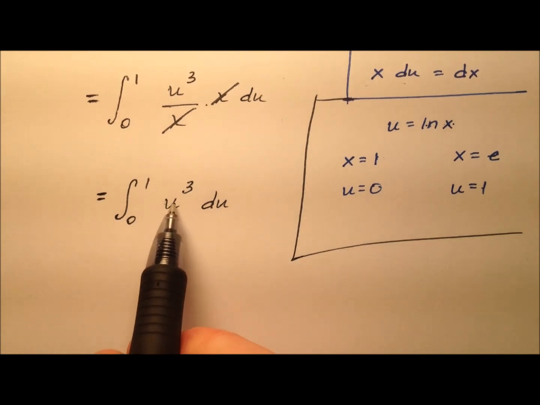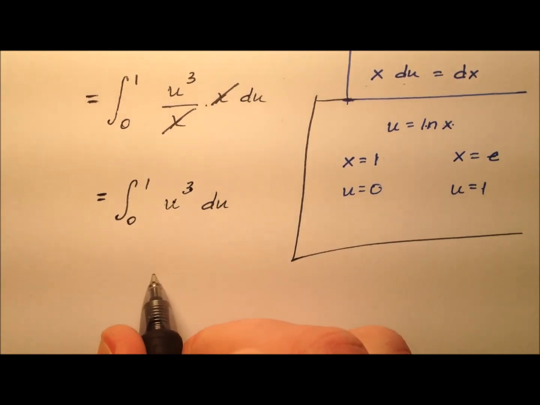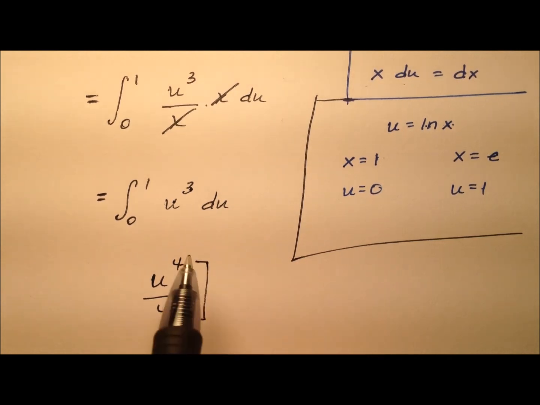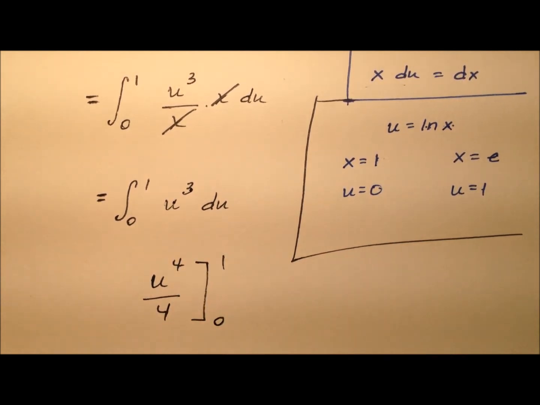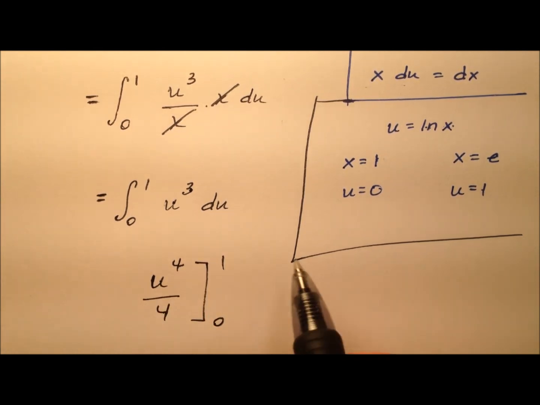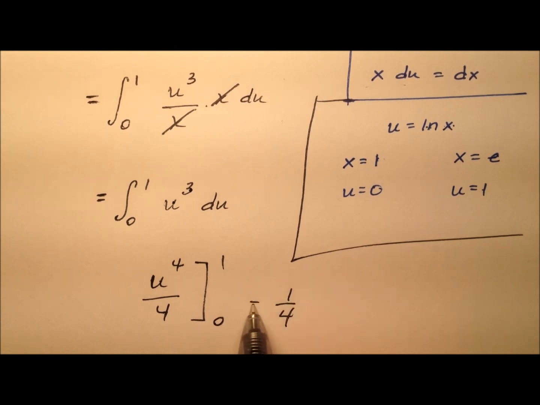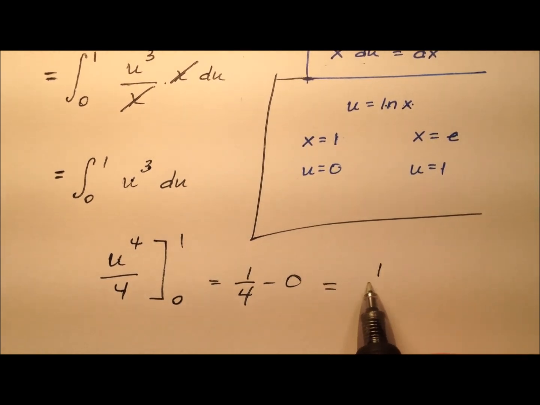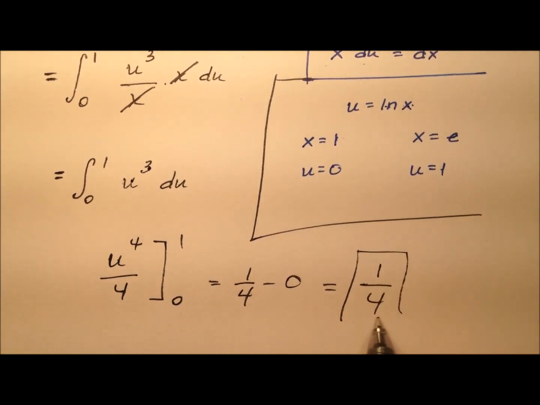So what is the integral of u cubed? Well, it'll be u to the 4th over 4, and we're going to evaluate that from 0 to 1. And so let's plug the 1 in first. So 1 to the 4th is 1, so 1/4. And then plug the 0 in, and I just get 0. So 1/4 minus 0, that is going to be 1/4.